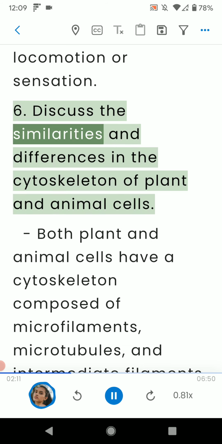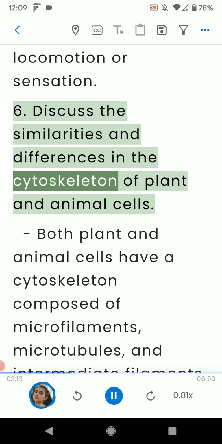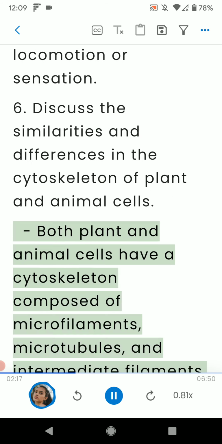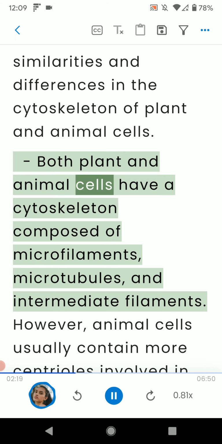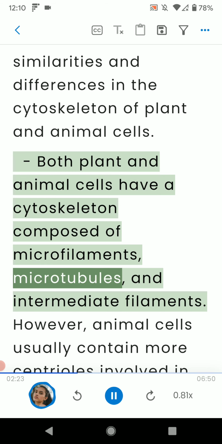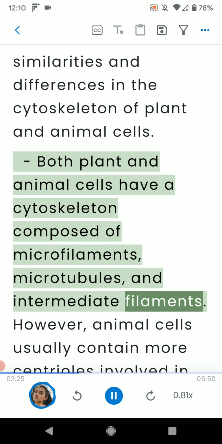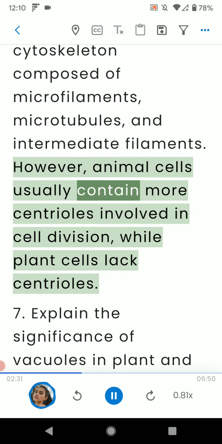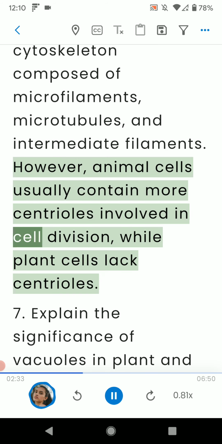6. Discuss the similarities and differences in the cytoskeleton of plant and animal cells. Both plant and animal cells have a cytoskeleton composed of microfilaments, microtubules, and intermediate filaments. However, animal cells usually contain more centrioles involved in cell division, while plant cells lack centrioles.